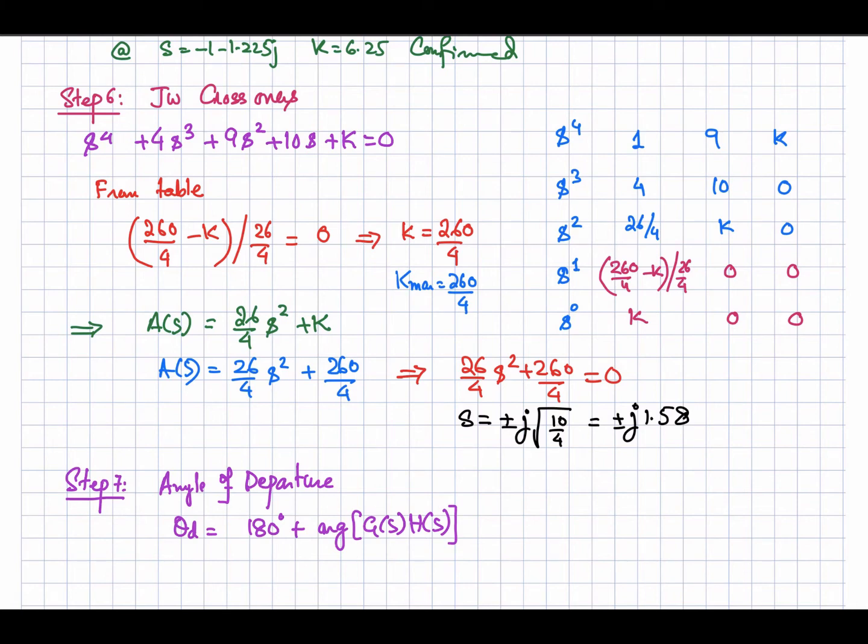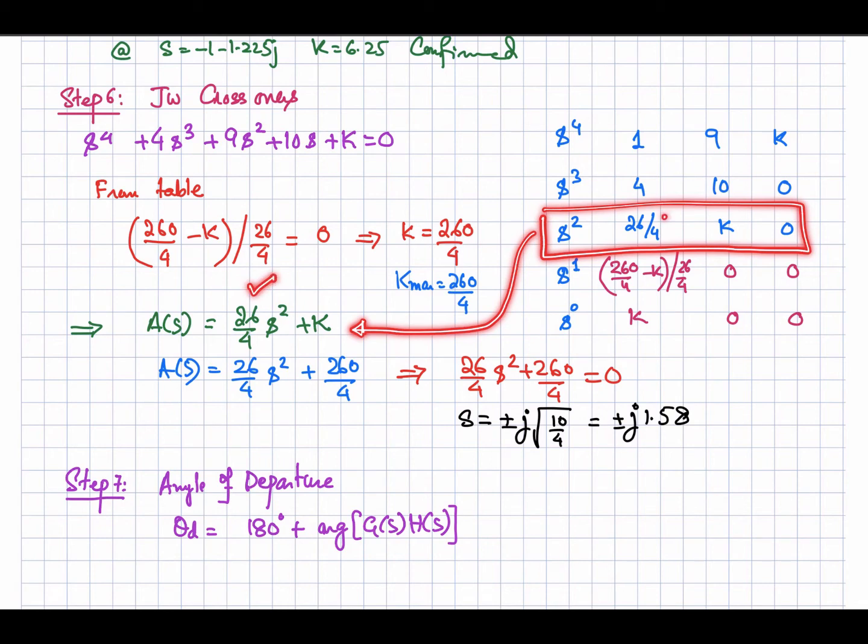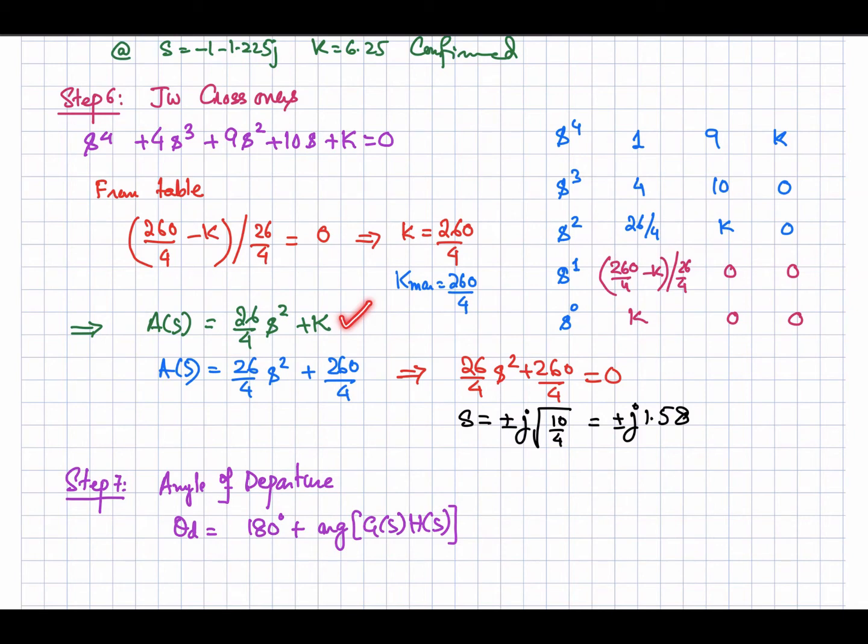Now let's define the auxiliary polynomial that will be defined from this equation. That is this one: 26 by 4 into s square plus k. So this is our auxiliary polynomial, with k equal to 260 by 4. Taking that marginal value, setting this expression equal to 0 and solving it, we will get the j omega crossover. So the j omega crossover will be at minus 1.58j and plus 1.58j.